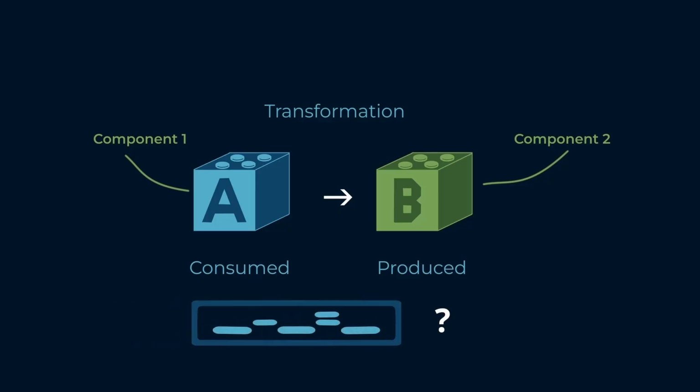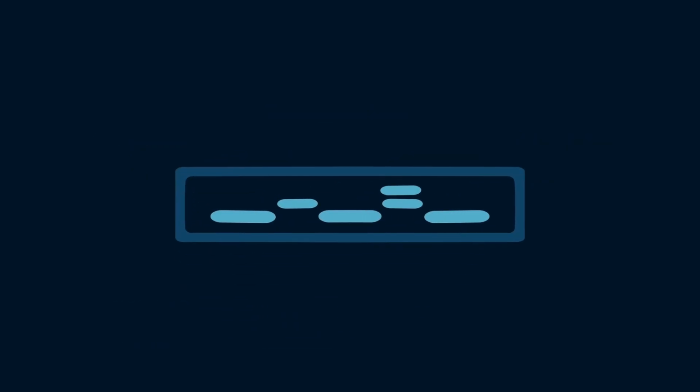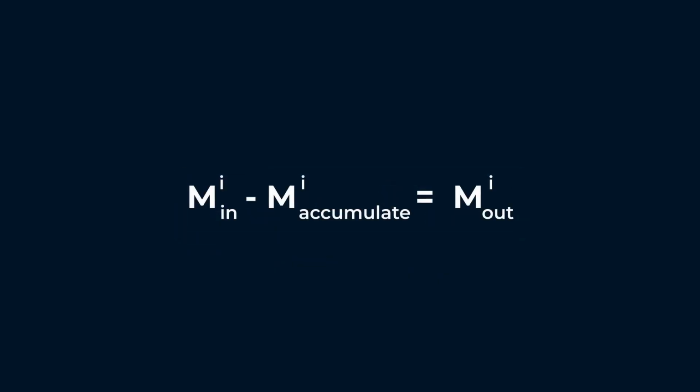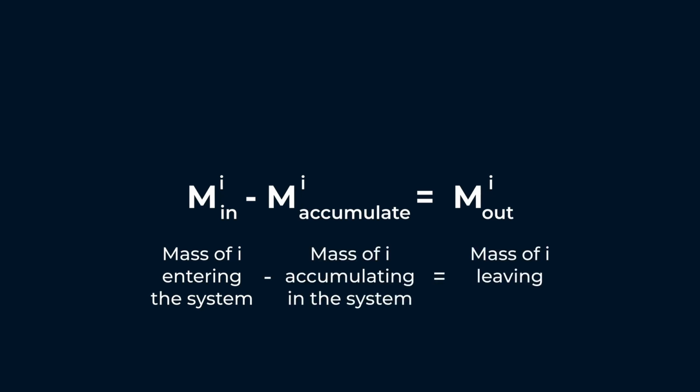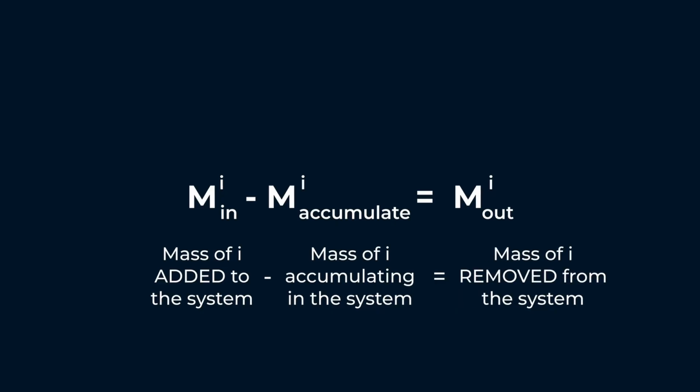But where do transformations fit in our material balance equations? Let's look at the multi-component mass balance equation. For any component I in the system, all mass of I entering the system will either accumulate in the system or leave the system. In better words, all mass of I being added to the system will either remain contained in the system or get removed from the system.